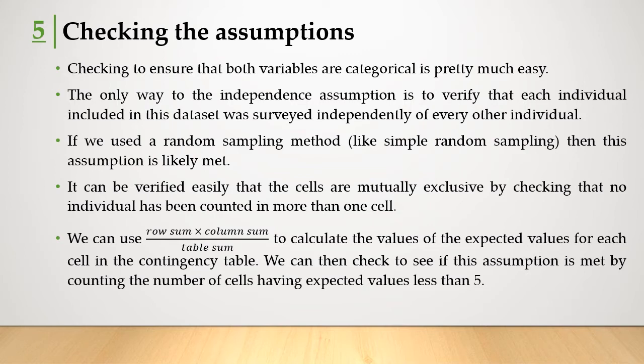So if we use a random sampling method, like any of the ones we know, simple random sampling, stratified sampling, systematic, all those ones, yes, they are probability samples, and we expect that our observations will be independent as much as possible. So it can be verified easily that the cells are mutually exclusive.